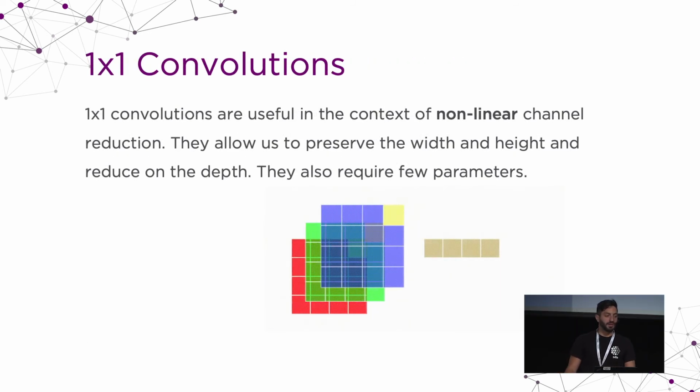Now let's look at another kind of operation, which is the one-by-one convolution. One-by-one convolution is very useful in the context of channel reduction. What that means is you can often get to the point where your volumes get really, really large. So you have multiple channels, and you want to reduce them to reduce the complexity of your network. So typically, the one-by-one convolution is used. Of course, if you use a one-by-one convolution on a depth of 1, it's not necessarily a useful operation, but it's very useful when you have multiple channels.